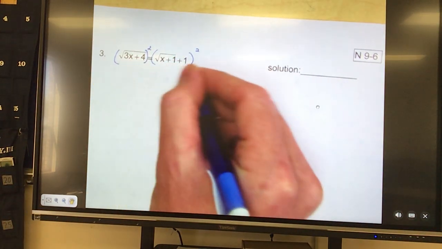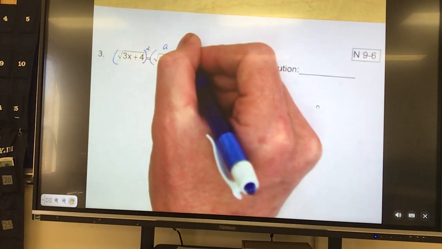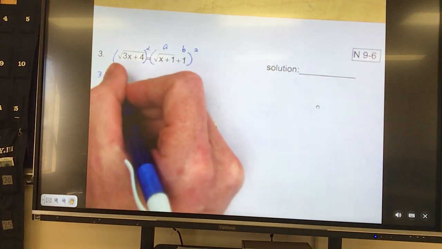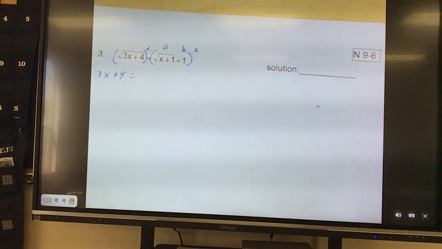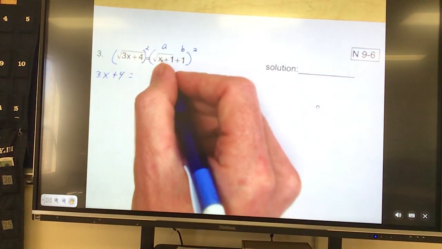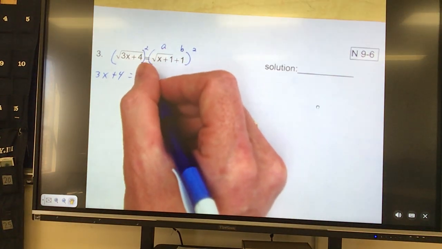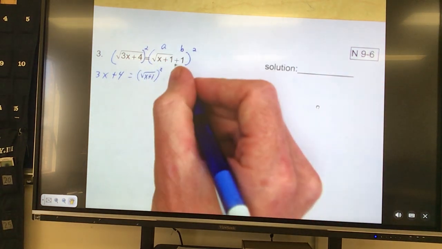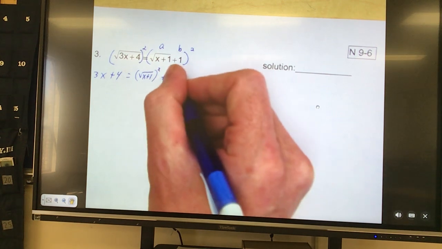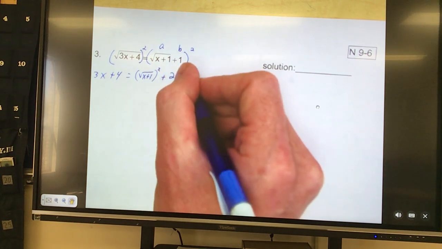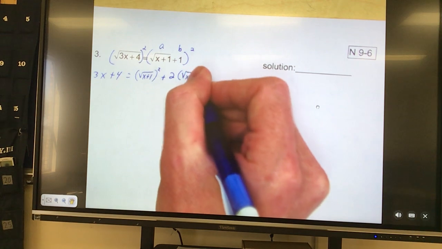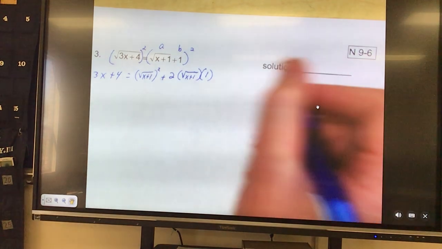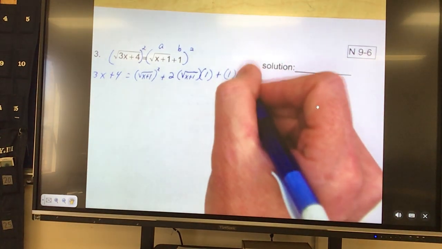Notice I've got 2 different ones, so I have to label them A and B. Okay, when I square a square root, it drops it. 3x plus 4 equals A squared, so that would be square root x plus 1 all squared, plus or minus, and since it's a plus, I'm going to put plus, 2 times A, which is square root x plus 1, times B, which is 1, and then plus B squared, which is 1 squared.